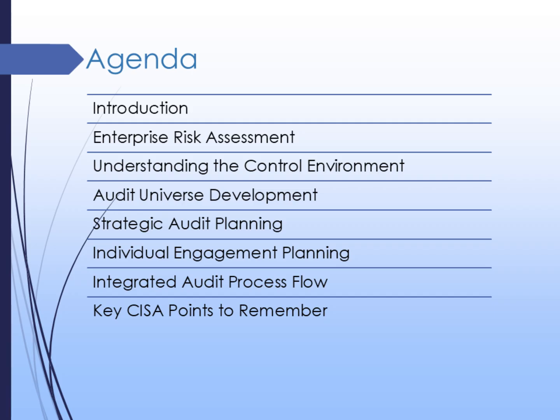After that, we focus on individual engagement planning, including defining objectives, scope, methodology, timelines, resources, and audit procedures for specific audit engagements. We also bring these concepts together through an integrated audit process flow, showing how understanding the business environment, assessing risk, identifying controls, and planning engagements all connect into a structured audit lifecycle. Finally, we conclude with key CISA points to remember, highlighting the most important concepts, principles, and exam-focused areas related to risk-based audit planning and audit management.